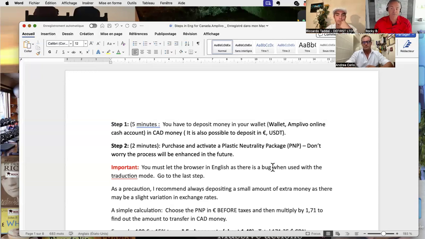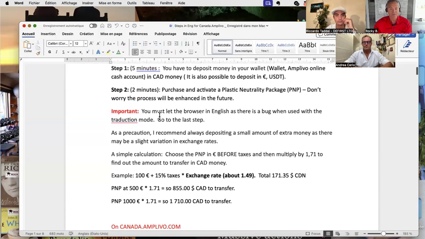It is also possible to deposit in euros or in USDT. I'm going to show you this morning how to do it with Canadian dollars coming from your bank account. We say to the French people here, you must leave the browser in English. We noticed that when people change the browser to French or whatever, there's a bug. So I'm asking people, stay in English, get some help from people, okay?